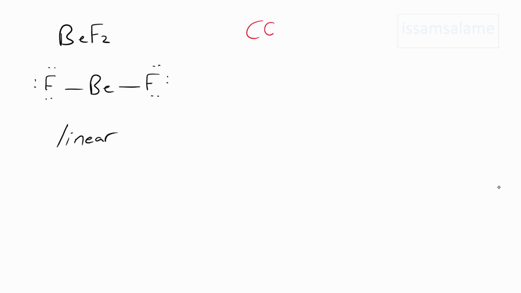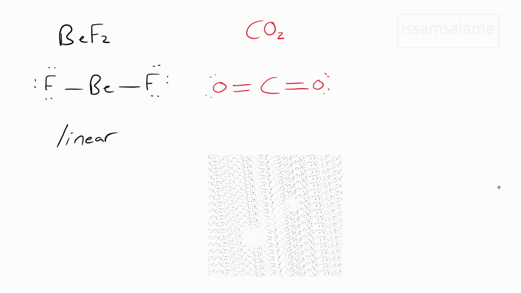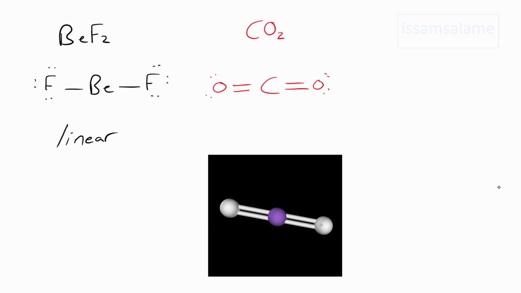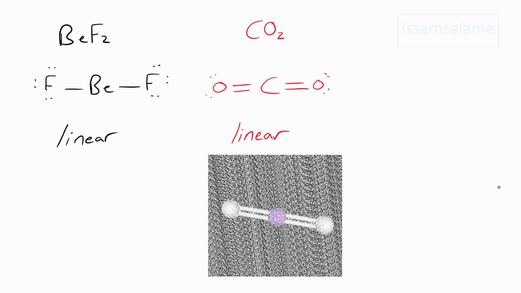The same thing is happening if you want to draw the Lewis structure for carbon dioxide. Carbon is the central atom, and as you can see it has two double covalent bonds. Each double covalent bond is going to be considered as one thing. So here carbon has two things, and these two things have the same charge, so they are going to repel each other to be as far as possible from each other. That's why its shape is going to be linear.